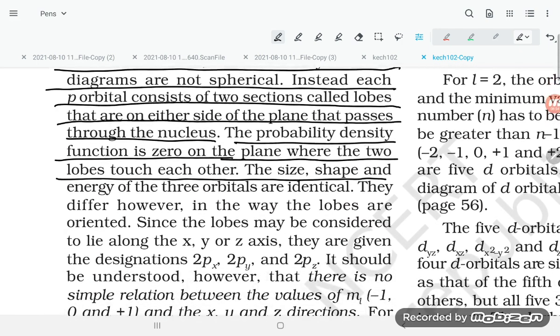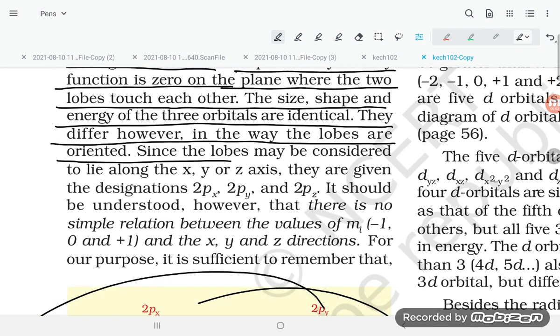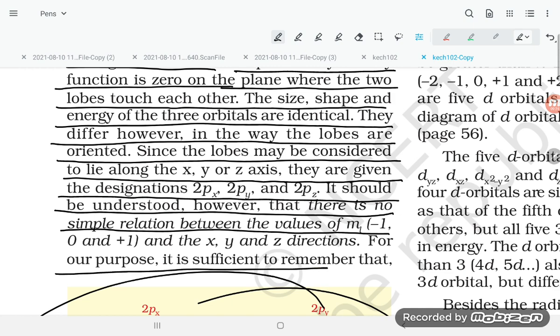The size, shape, and energy of the 3 orbitals are identical. They differ, however, in the way the lobes are oriented. Since the lobes may be considered to lie along the x, y, and z axis, they are given the designation 2px, 2py, 2pz. It should be understood, however, that there is no simple relation between the values of m, minus 1, 0, plus 1, and the x, y, z directions.